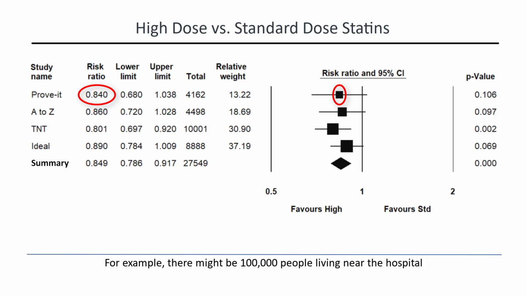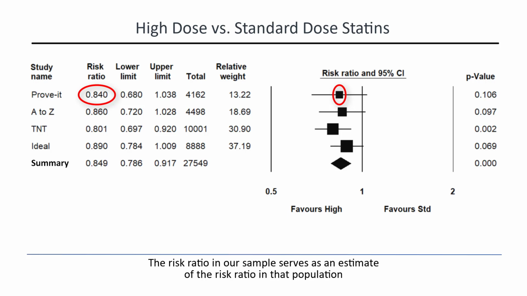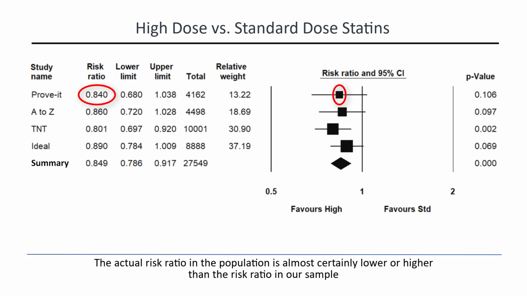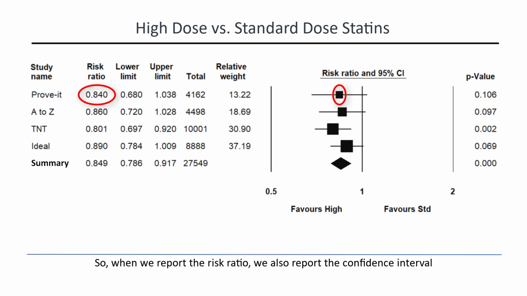For example, there might be 100,000 people living near the hospital who have high cholesterol and could have been enrolled in that study. The risk ratio in our sample serves as an estimate of the risk ratio in that population, but it is only an estimate. The actual risk ratio in the population is almost certainly lower or higher than the risk ratio in our sample. So, when we report the risk ratio, we also report the confidence interval. This speaks to the precision of the estimate.